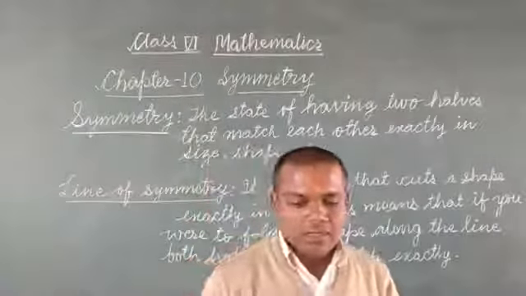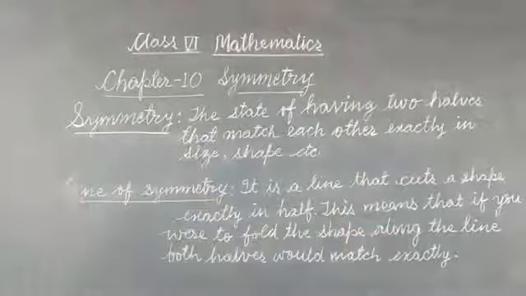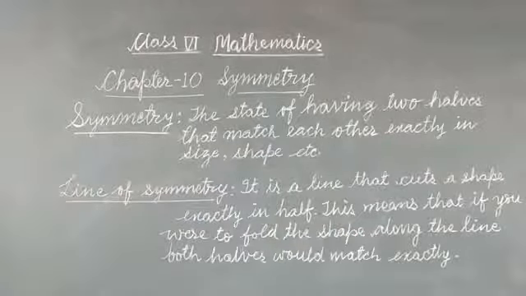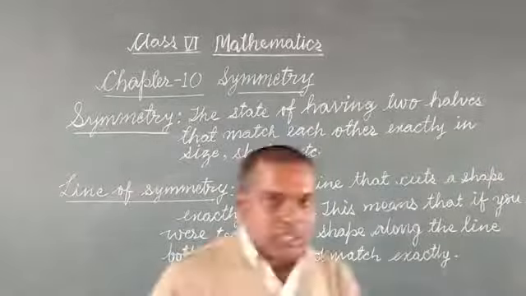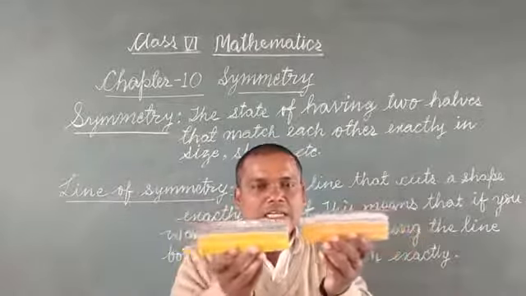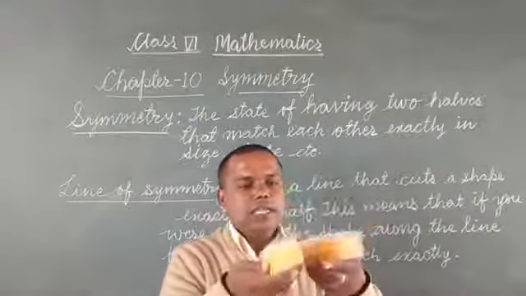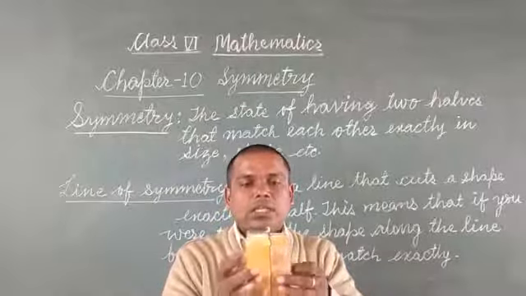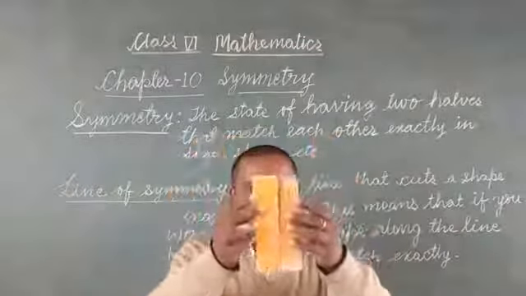If we have two objects, these objects are also called symmetrical objects. Look at here. These two dusters are symmetrical, they are looking like each other. You see, here you see, they are matching exactly, so these are symmetrical.